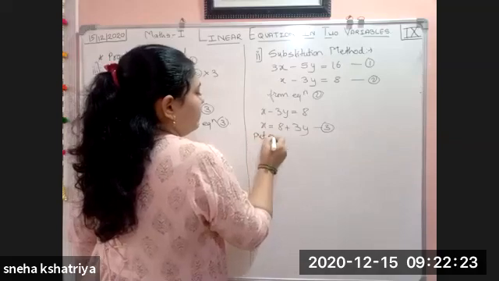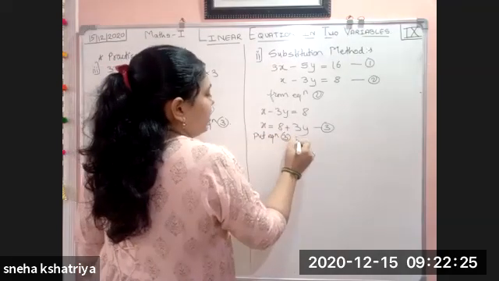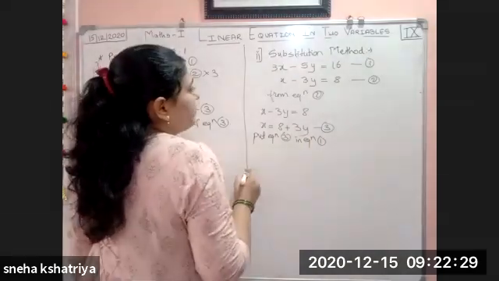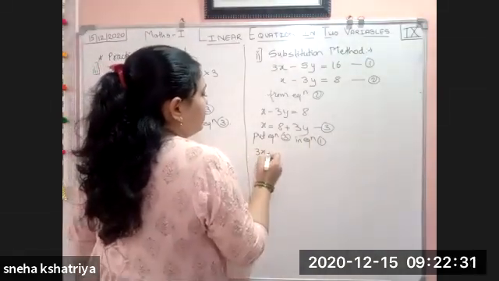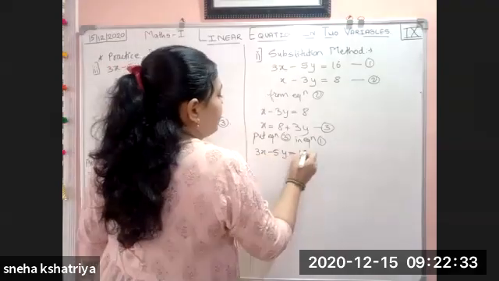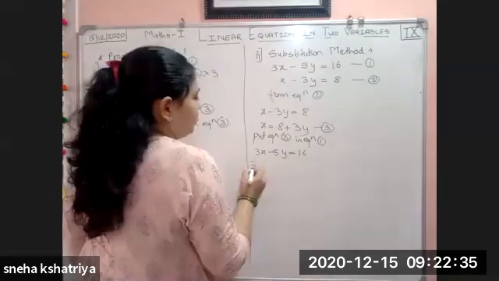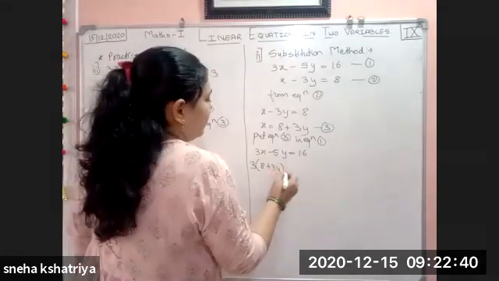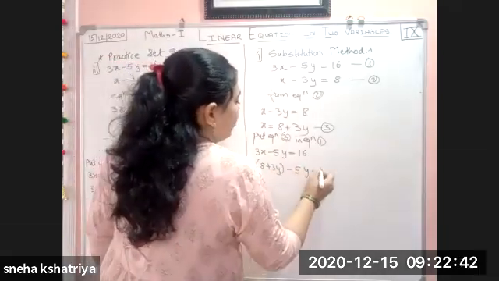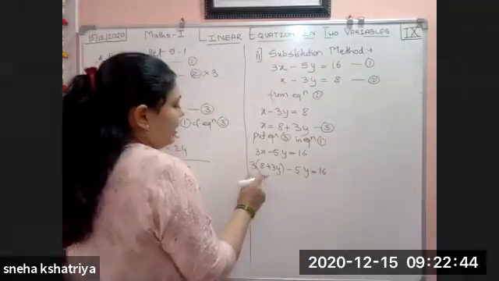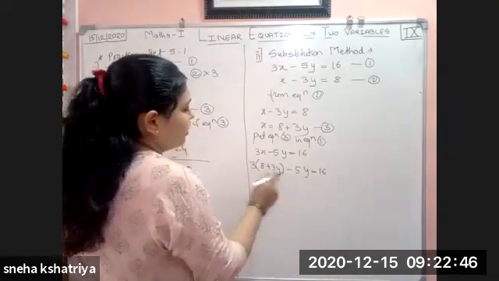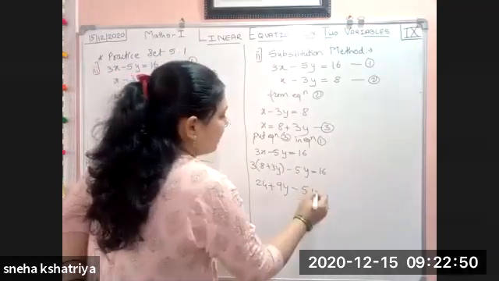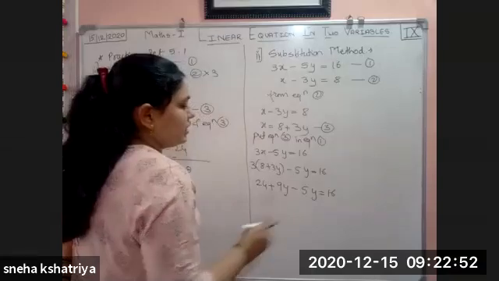Put equation 3 in equation 1. Okay, so what is equation 1? 3x minus 5y is equal to 16. Put the value: 3 into bracket 8 plus 3y, minus 5y is equal to 16. 8 threes are 24, 3 threes are 9y, minus 5y as it is, which is equal to 16.